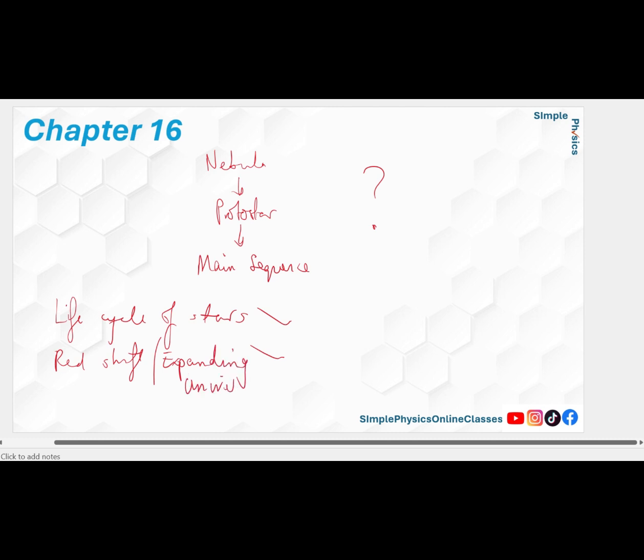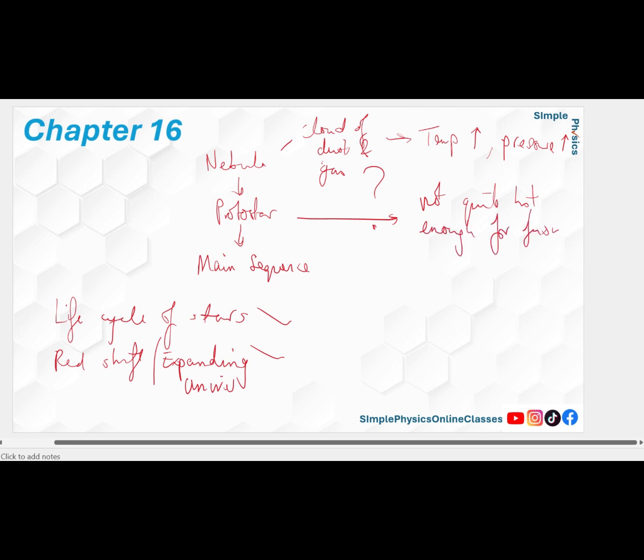This one, what you need to know, this is clearly a cloud of dust and gas. Bring lots of clear dust and gas together, temperature goes up, pressure goes up, and it forms a protostar. Protostar, not quite hot enough for fusion. Fusion has not come up in detail, so I'm expecting that.